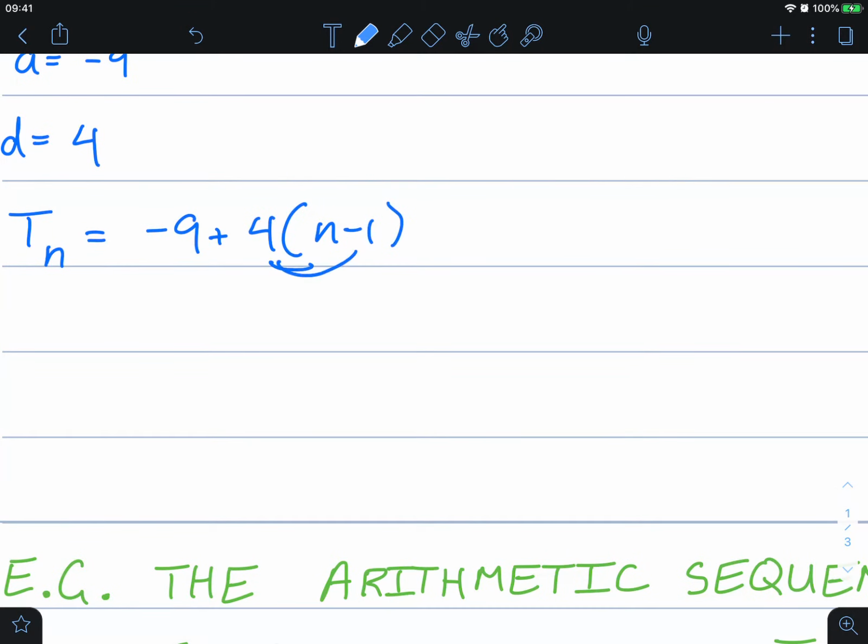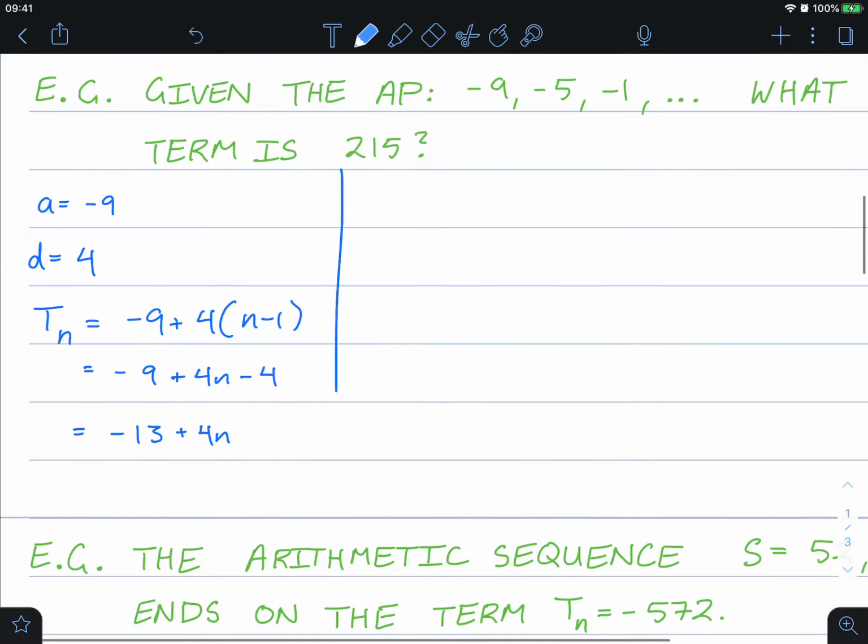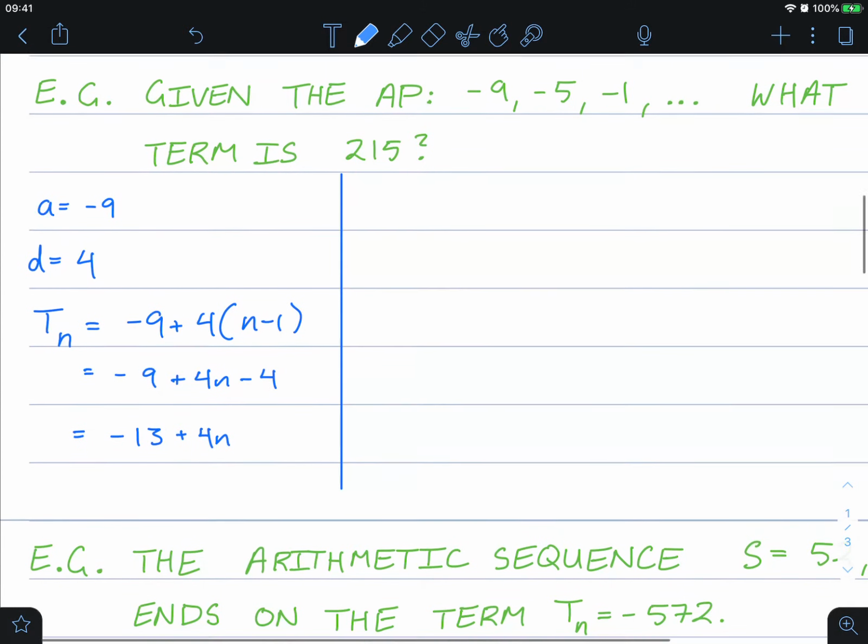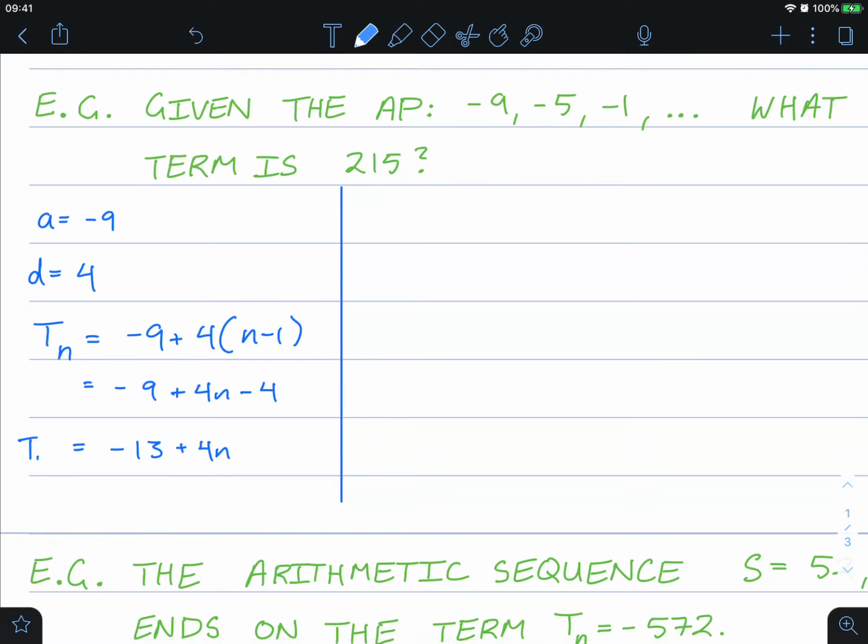Expanding this, we get -9 plus 4n minus 4. This gives us -13 plus 4n. Well, now that we have this, we can simply substitute t of n for 215. By that we mean we do -13 plus 4n, and we let this equal the term that we're looking for.